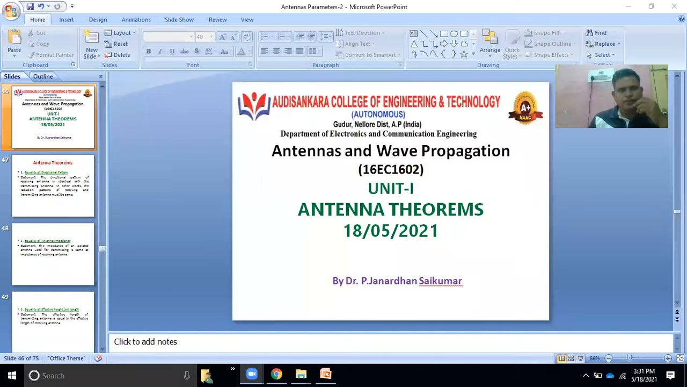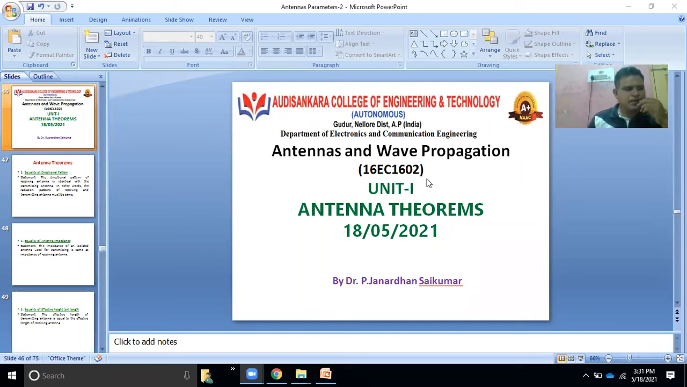In our last class, we were discussing antenna theorems. Can anybody tell me what are the three theorems we studied yesterday? We have studied three theorems.